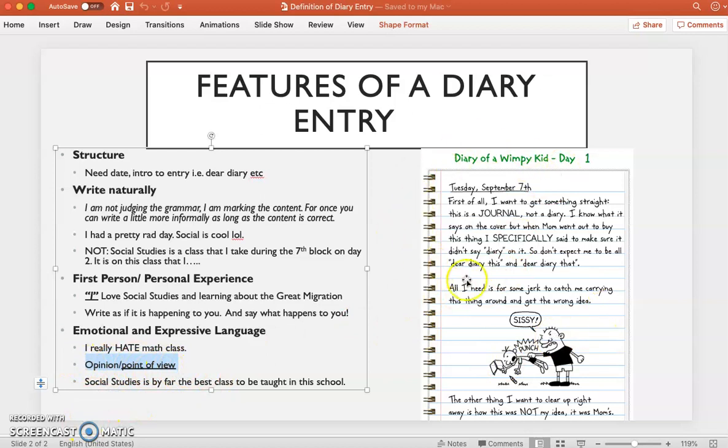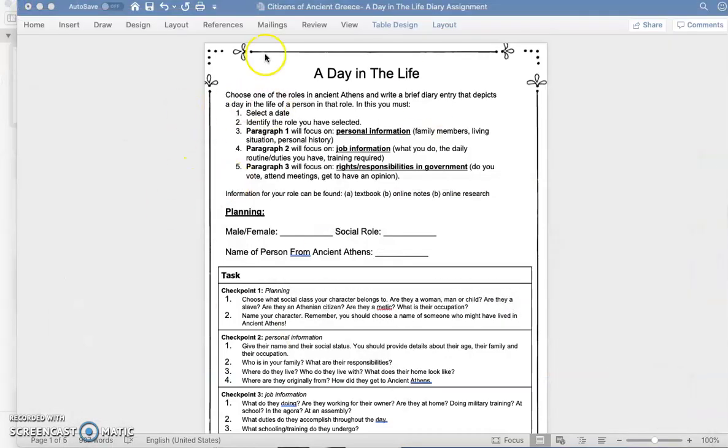Here's an example of kind of what we're looking for in tone. So they have the date already, and then they kind of talk about, I want to get something straight. This is a journal, not a diary. But they emphasize keywords. I specifically said this. I said this. I emphasize the word diary. I don't like that. Maybe they add a little bit of drawings. You can add some drawings in your diary to make it a little bit more personal and a little more interesting.